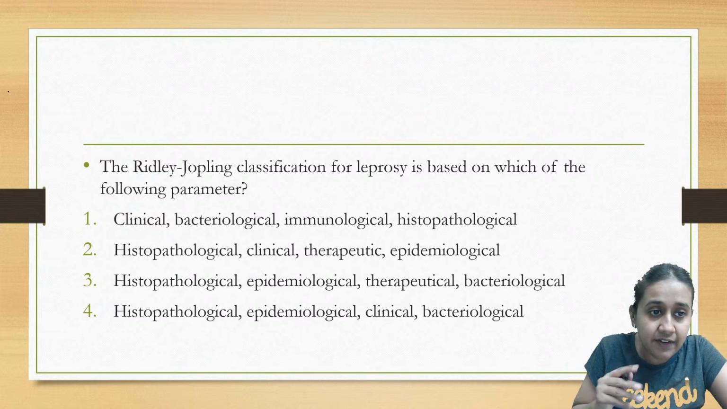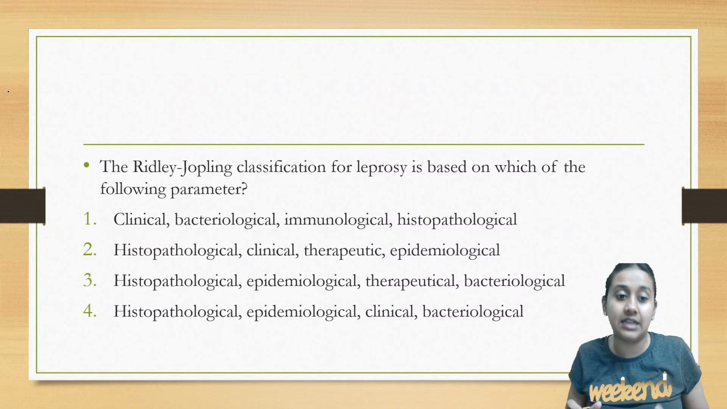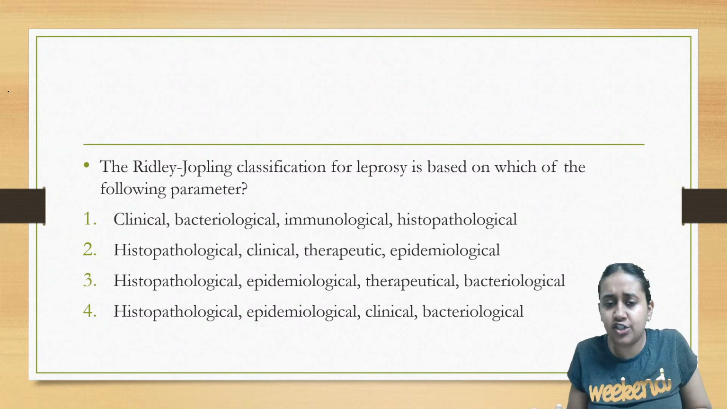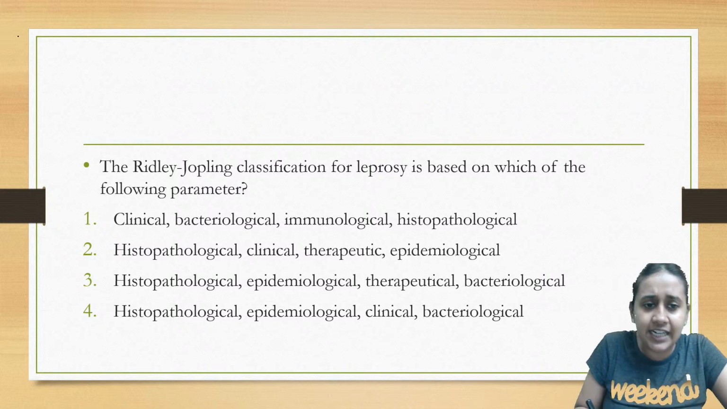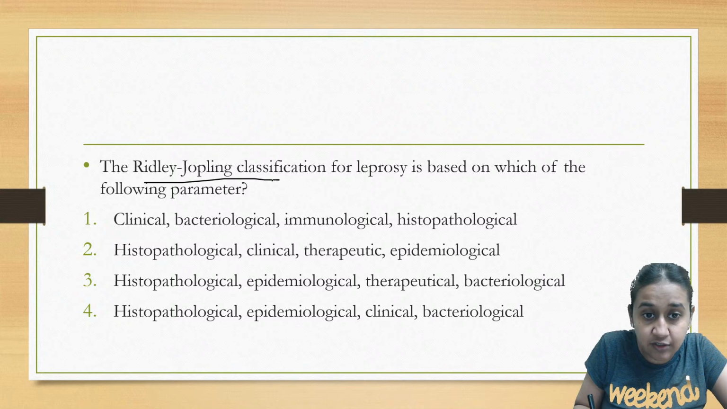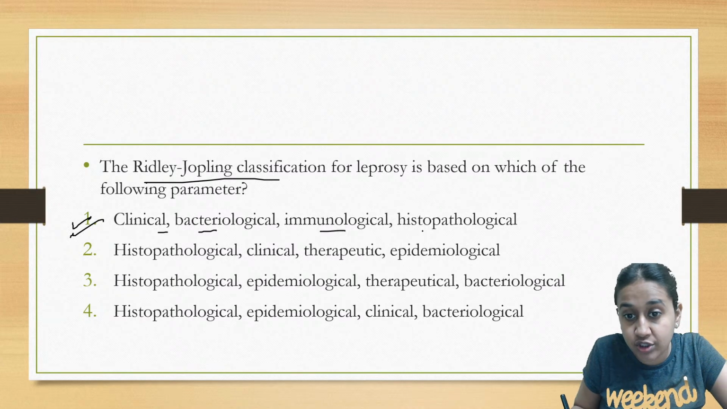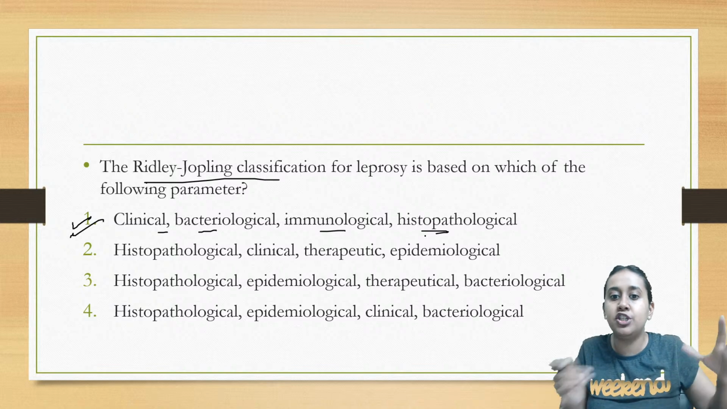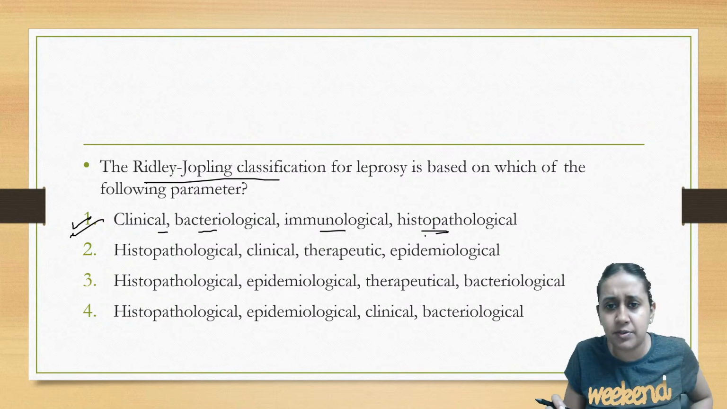Amazing. Now we have 2 types of classification system. One is Ridley-Jopling and another is the Indian classification. These 2 are more popular. We have other classifications also like WHO, Madrid classification, etc. Now the Ridley-Jopling classification uses 4 criteria: clinical, bacteriological, immunological and histopathological. It uses these 4 criteria for classifying the patient into leprosy.